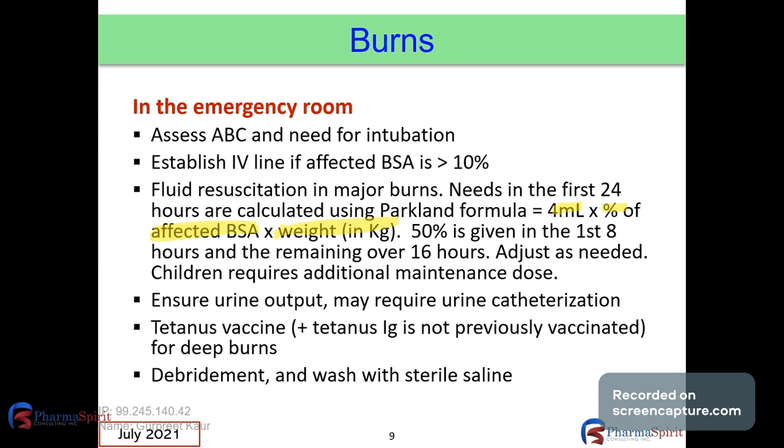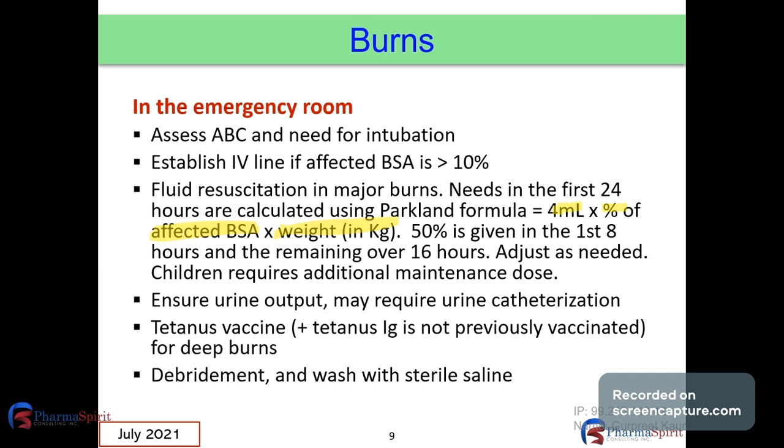For example, we need to monitor the urine output, and children may require additional maintenance doses. We need to ensure urine output, and this is to ensure that the patient is not going through shock. Shock is when the vital organs are not getting enough blood. This can be due to hypovolemia or a drop in the blood pressure. So we need to ensure that the patient is passing enough urine to make sure that the patient is not going through shock, and this may require bladder catheterization.